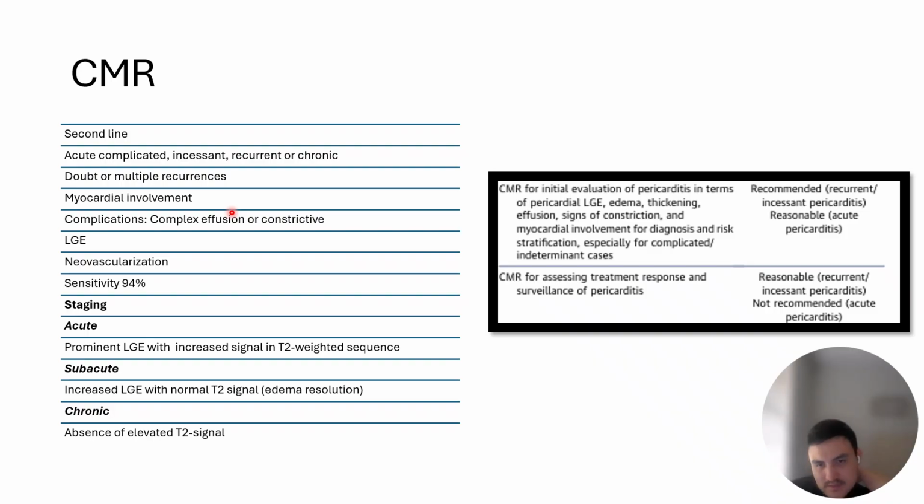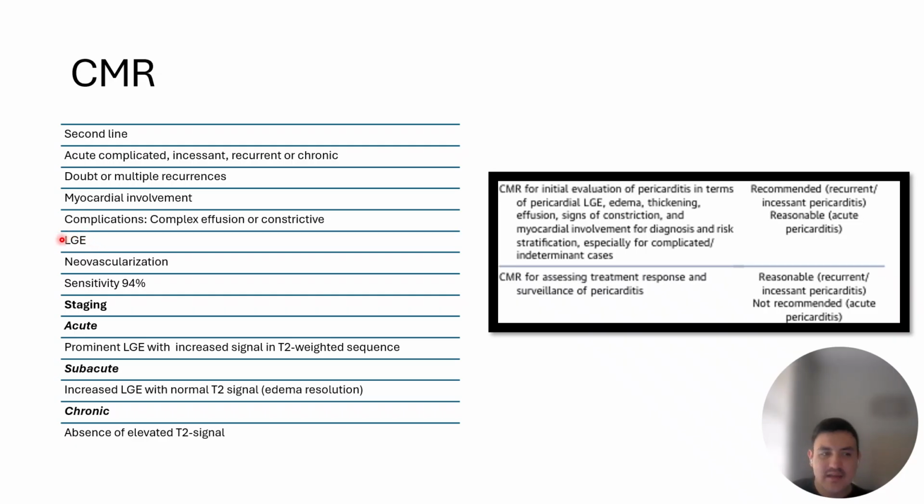Cardiac MRI is second line. They recommend it when you have a complicated case, when the pericarditis is incessant. Incessant meaning it doesn't resolve after 4 to 6 weeks. When it's recurrent, when it's chronic, when there is any doubt about the diagnosis, when the myocardium could be involved, when there are complications, for example, complex effusion or constriction, you're going to have late gadolinium enhancement.